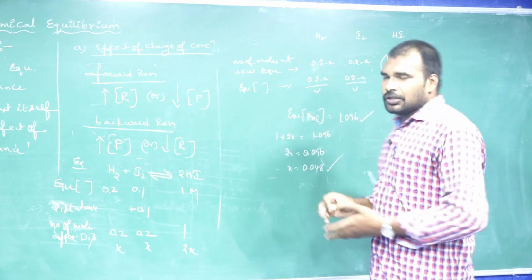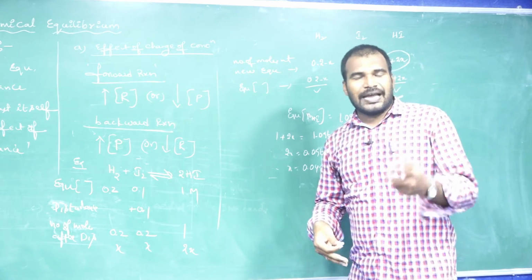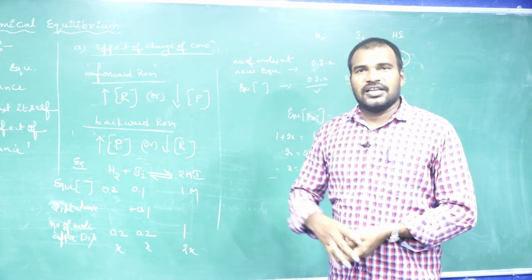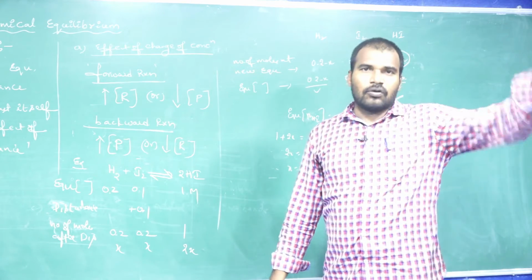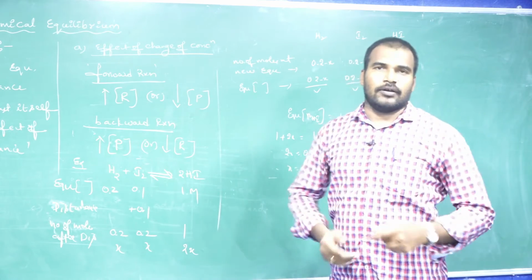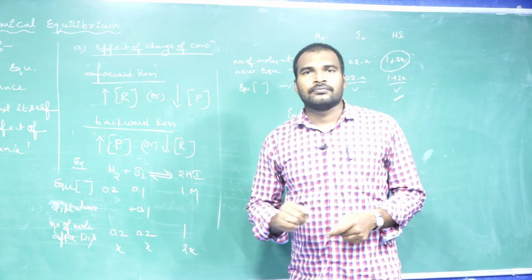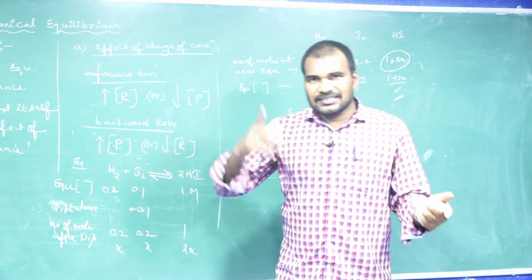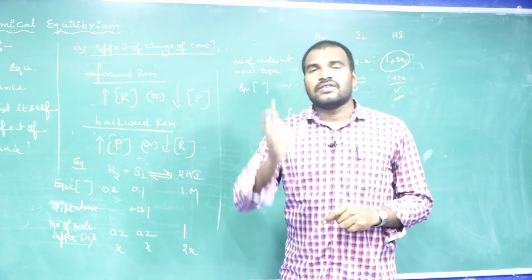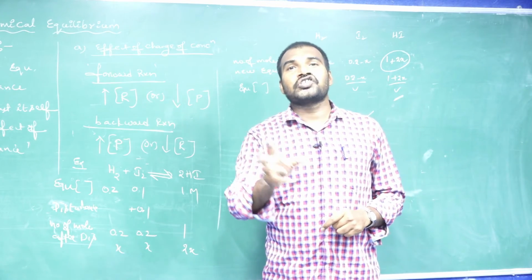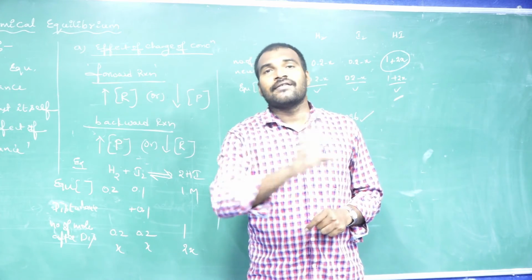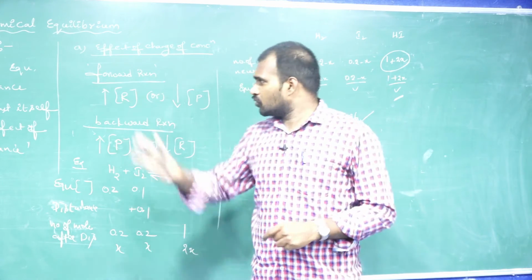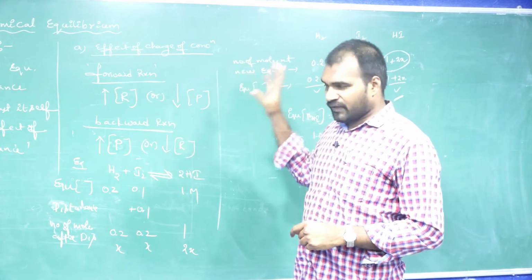And by using that new equilibrium moles, if you calculate the QC value, okay, unfortunately that QC value and the before KC value, they both are equal. That means disturbing the concentration of either reactants or products will just change the position of equilibrium, but it will never alter the equilibrium constant. That point you should remember. So this is about effect of change of concentration.